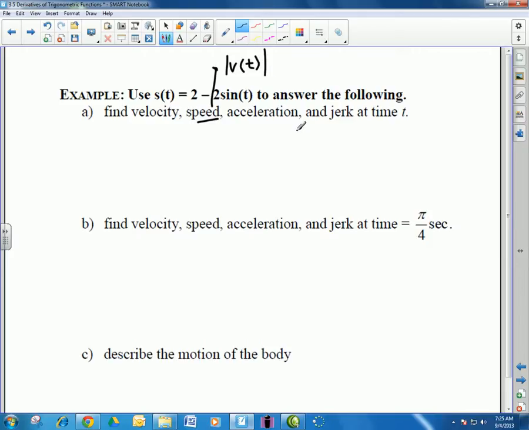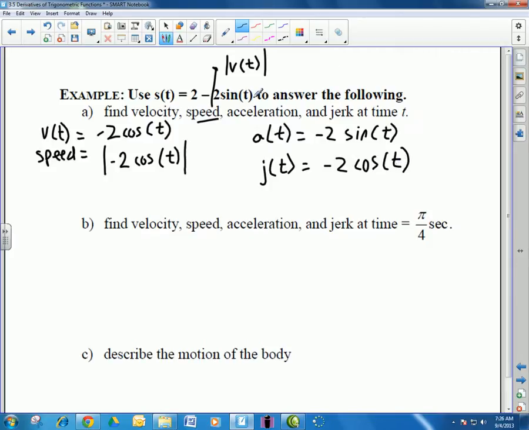That's all that is. So go ahead on your own, find these items, and then come back and check your work, see how you did. And looking at these problems, you notice the derivative of 2 minus 2 sine of t. So the derivative of 2 is 0, so this drops out. And then derivative of negative 2 sine of t is negative 2 cosine of t. And then the absolute value of that is the speed.